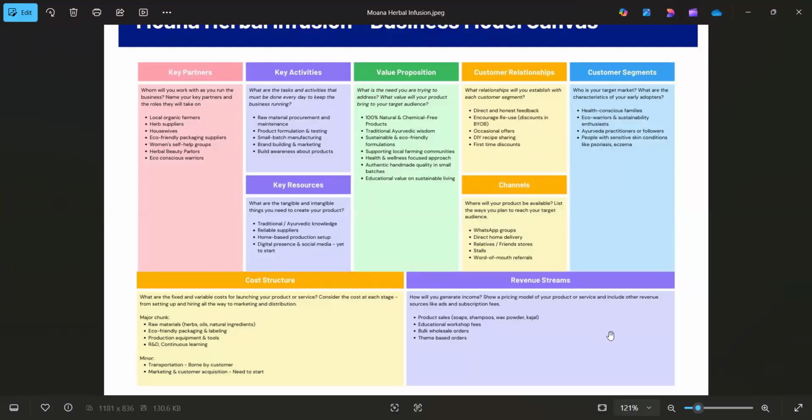Streams. So in this, whatever products I have listed, like soap, shampoos, wax powder, kajal, is a revenue stream for us. Then certain educational workshops which we do at lower fees. Then theme based orders, for example a baby shower, where we supply the return gifts. And certain bulk and wholesale orders, that we also do. That is how we generate the revenue.